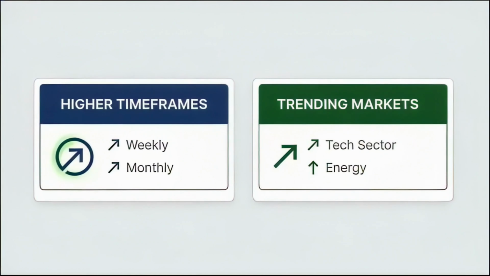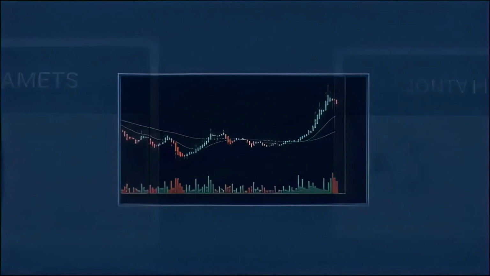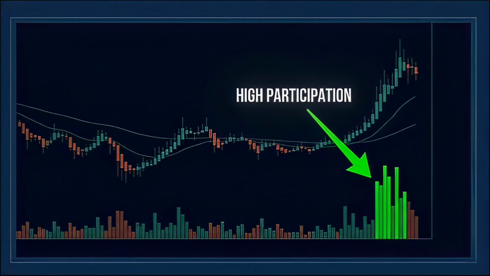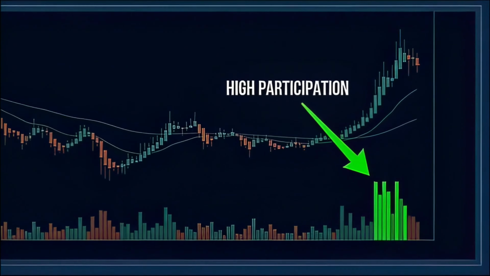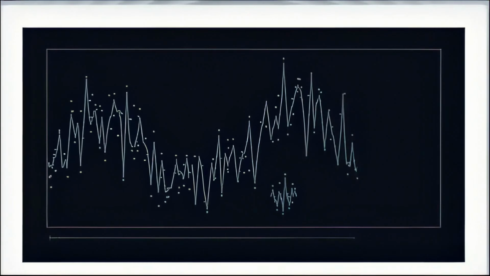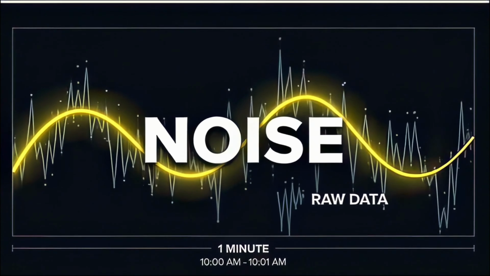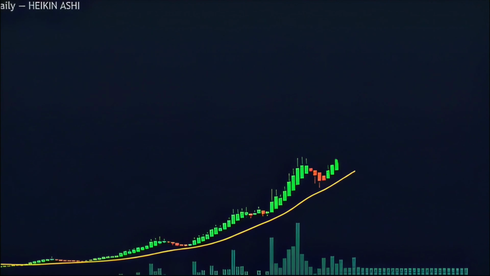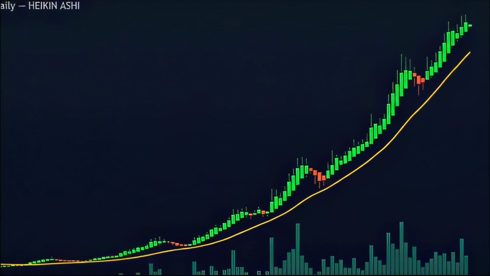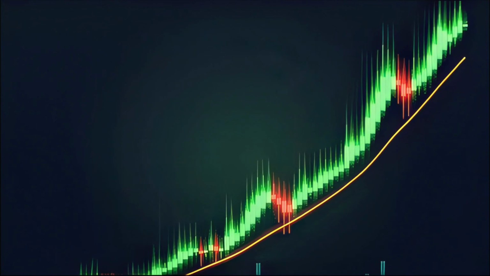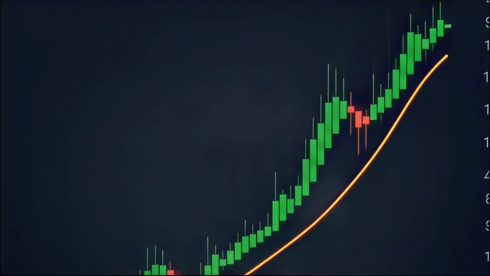One more practical question: where does this work best? Higher timeframes and trending markets. Because the tool carries the past forward, it needs enough participation per candle for the averaging to mean anything. On very fast charts, you get smoothing applied to noise, a tidy-looking chart built out of nothing. On higher timeframes, where each candle represents real activity, the smoothing removes genuine noise instead of inventing order.